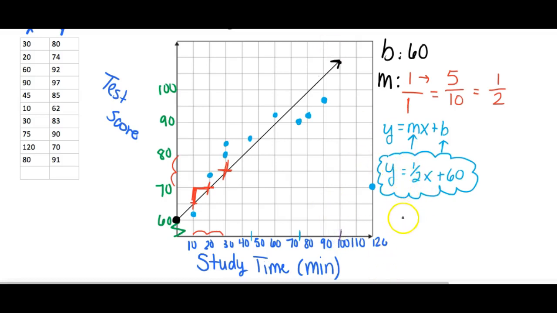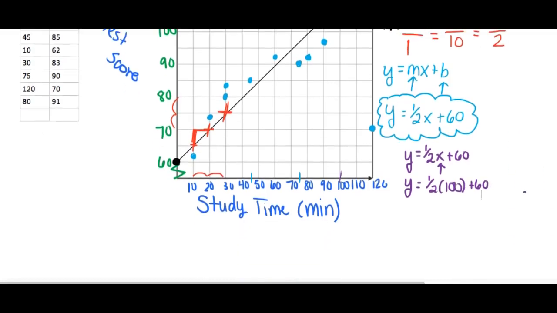Well, we can use our equation. y equals 1 half x plus 60, but in place of x, we're putting in that 100. y equals 1 half times 100 plus 60. Here, let me move this down so we can see it. So y equals 50 plus 60, and y equals 110. I like this because this is a predictor.